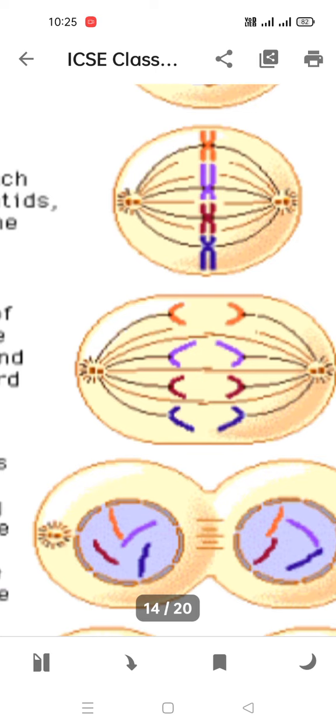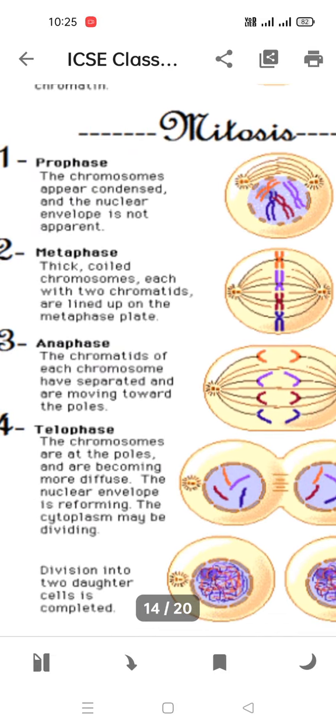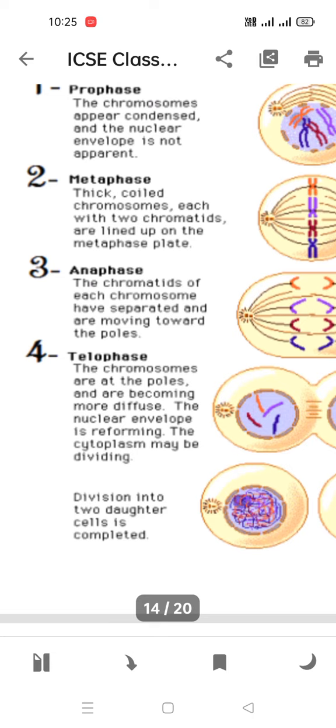Through an attracting pull by aster, okay, in anaphase. So now let's see what happens in telophase. Telophase में क्या होता है?